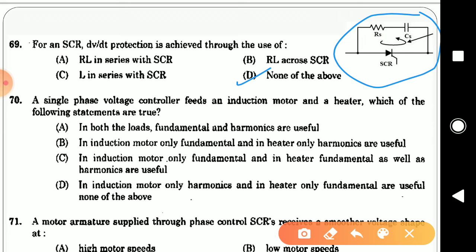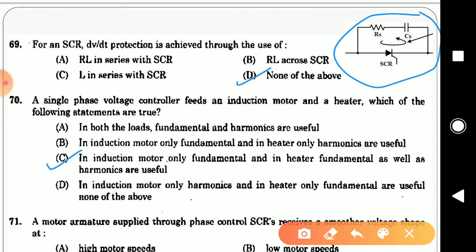In both the loads, fundamental and harmonics are useful. In induction motor, only fundamental and heater only harmonics are useful. In induction motor, only fundamental, and in heater, fundamental as well as harmonics are useful. Option D, in induction motor, only harmonics, and in heater, only fundamental are useful. These are the options. The correct answer is option C.